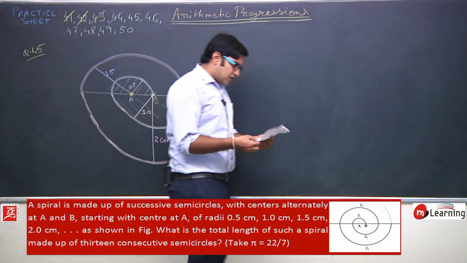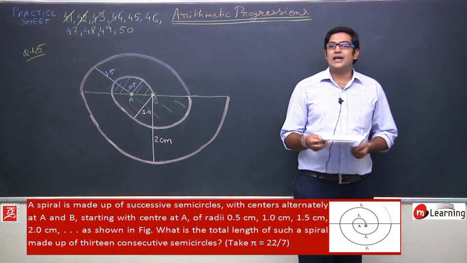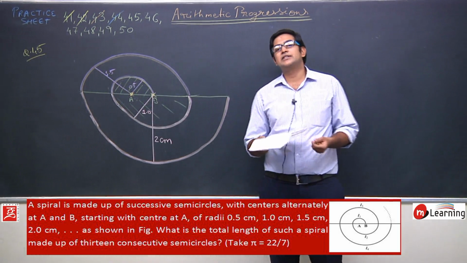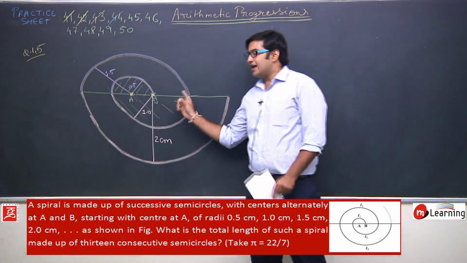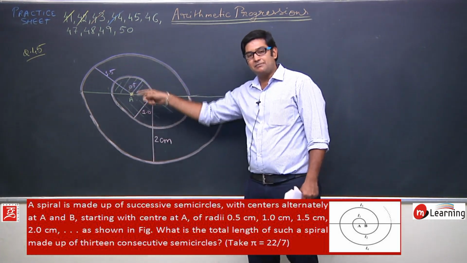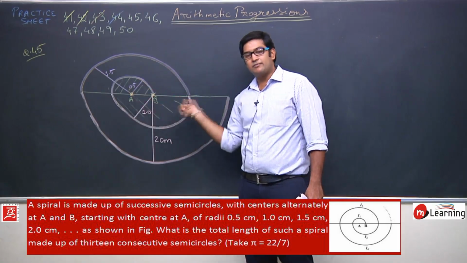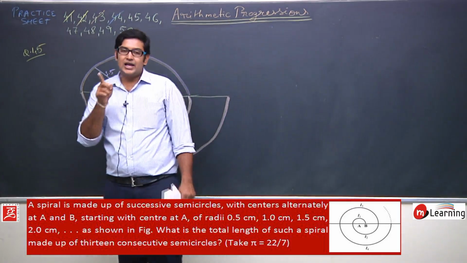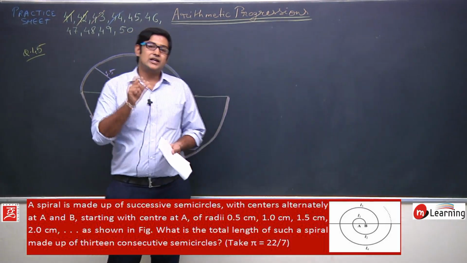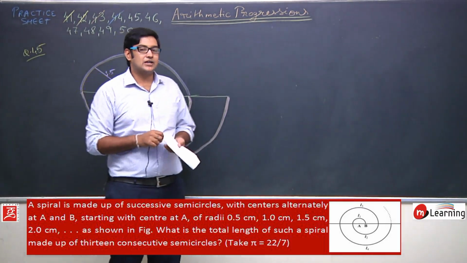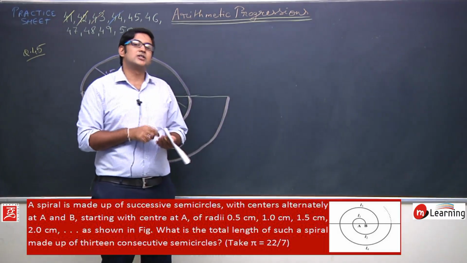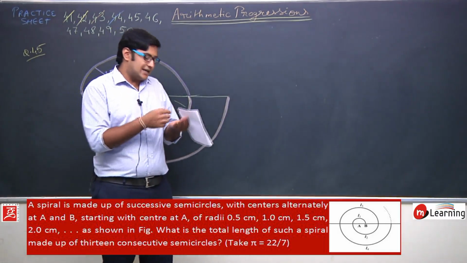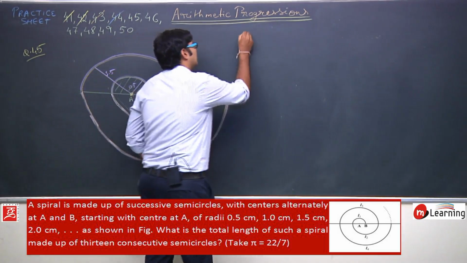So I need to calculate the length of this spiral for 13 semicircles. It means I have drawn 13 semicircles in the same manner, first from A, then from B, first from A, then from B, and till 13 semicircles, and I need to calculate the length of this spiral. So what is exactly meant by the length of the spiral?